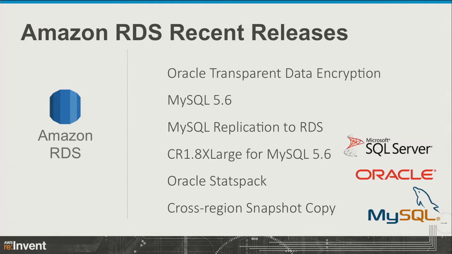We launched MySQL 5.6, so you can launch new instances of 5.6. And then we made it available on our largest instance, which is the CR18XL. So that's 32 vCPUs, over 240 gigabytes of memory, a very powerful machine. Combine that with provisioned IOPS, 3 terabytes of storage, 30,000 IOPS. We believe it should meet the majority of the use cases out there for production, for high availability, for mission critical type workloads.